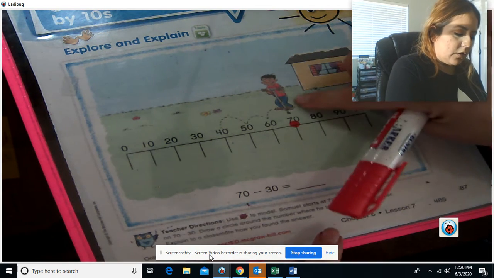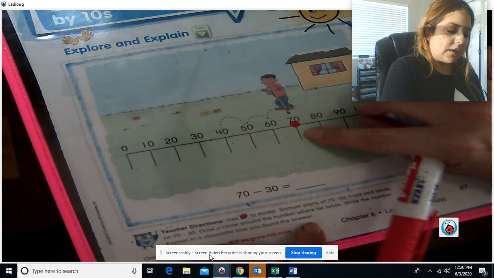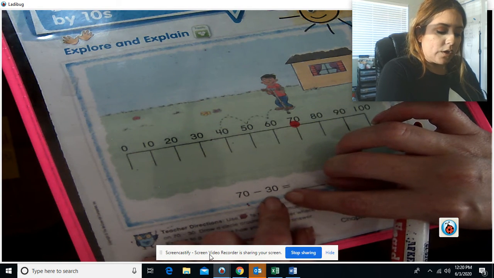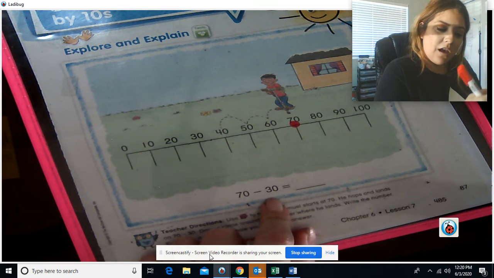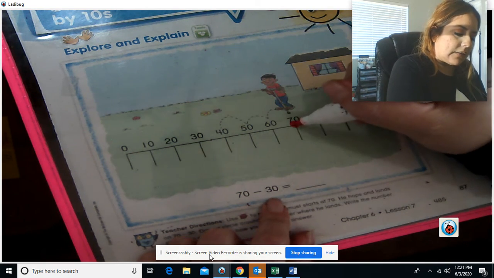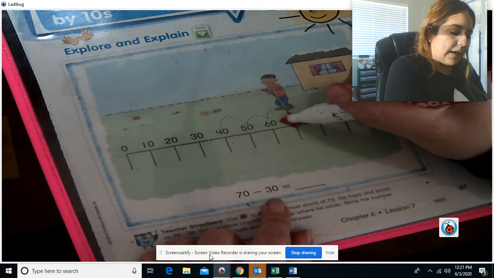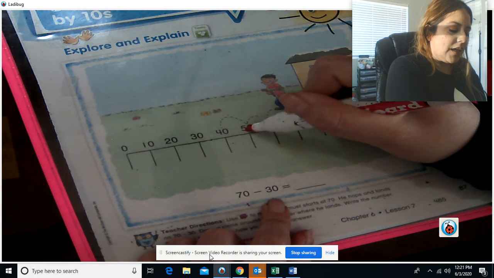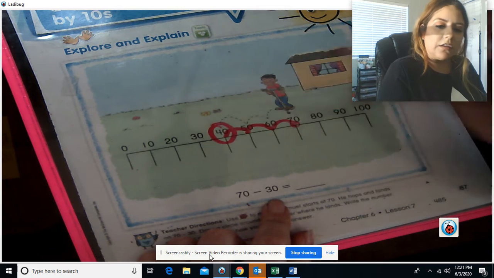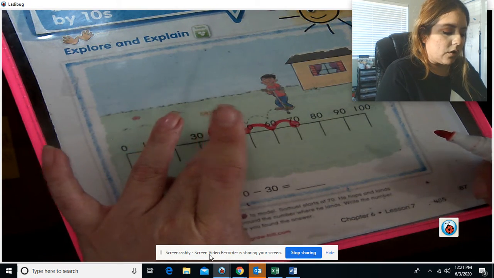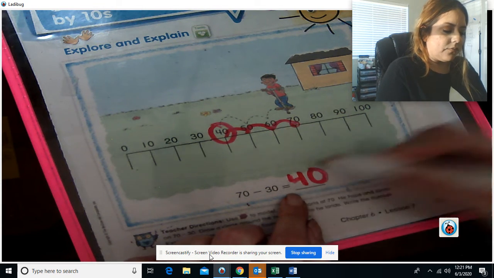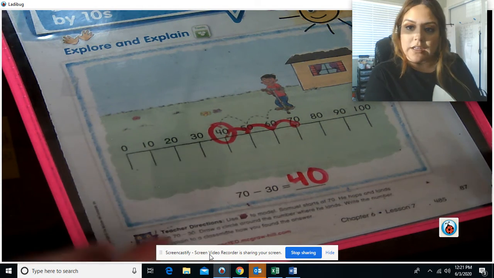So Samuel here was hopping, and he started at 70, and he has to hop back 30 spaces. So we're going to count backwards 30, but we're going to do it by jumps of 10. So we're going to start at 70, and we're going to say 10, 20, 30. And he landed on the number 40, so we know that 70 minus 30 equals 40. And that's our answer, 40.